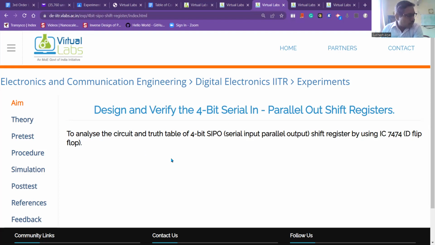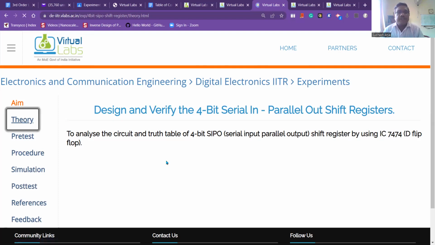So this is experiment number 10 in your syllabus, design of shift register. This is a special kind of shift register, that is serial in parallel out, where data is coming serially, but the output we are taking parallelly. So this is the aim, and again this is from the Digital Electronics Laboratory from IIT Roorkee.